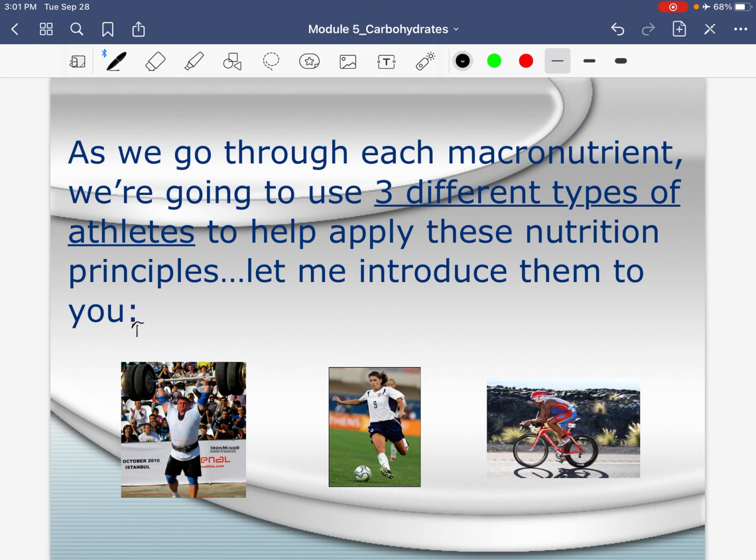Let me use the red again. Let's go back. Here is our high intensity strength athlete. Here is our team athlete, so soccer, basketball, something like that. And here is our endurance athlete.